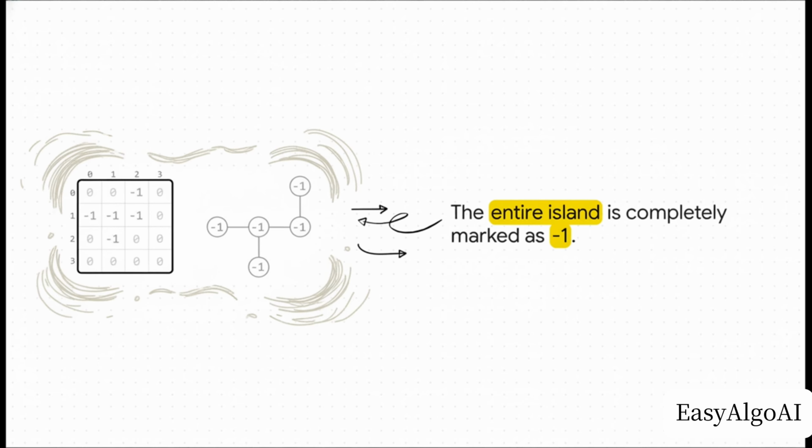The entire single island is now marked as -1. And why is this absolutely crucial? Because when our main program continues scanning the rest of the board, it's just going to see these -1s as water. There is 0 chance it'll accidentally count this exact same island a second time.